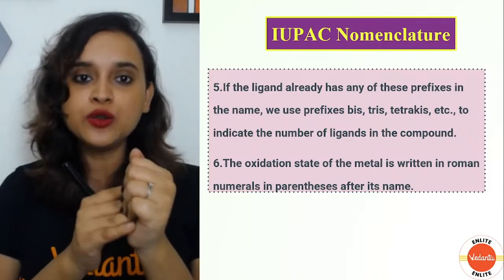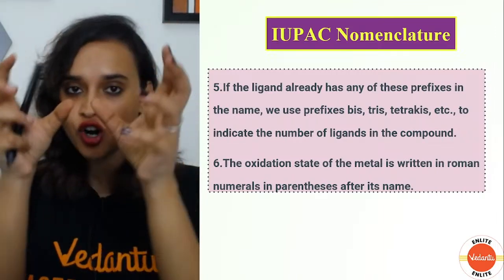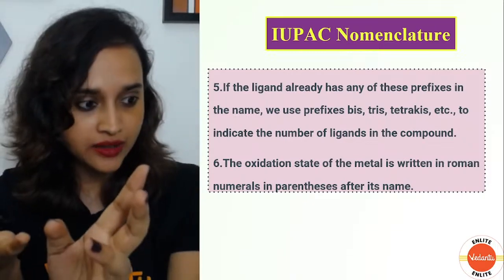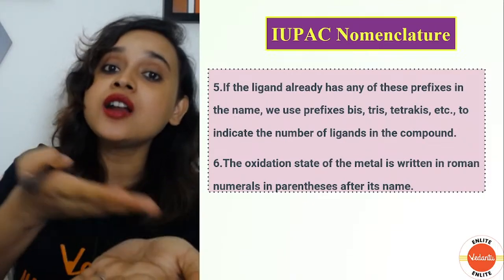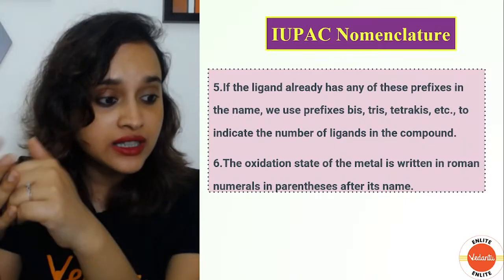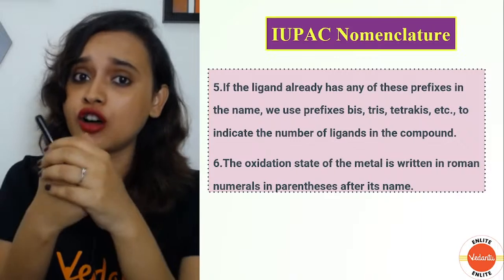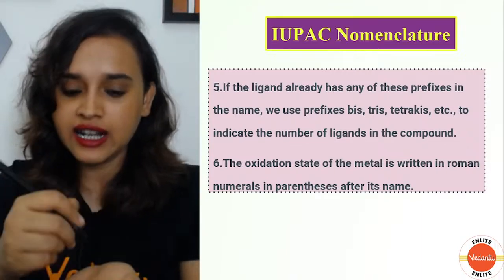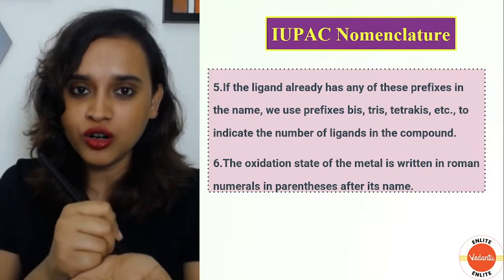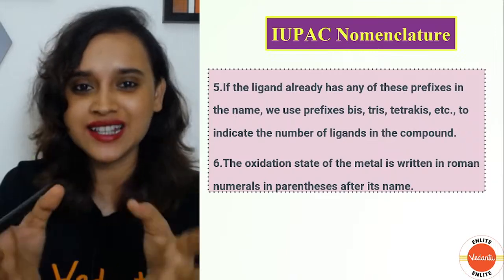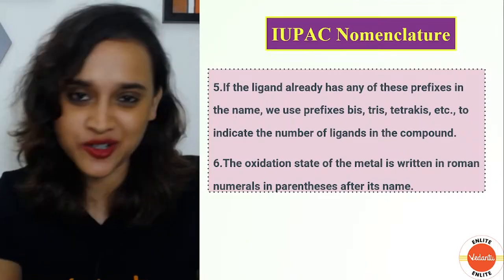Rule 2, when you are writing the coordination sphere, what will you write? You will write the ligand first, then the metal. If there is more than one ligand, write them in alphabetical order, just like how your teacher takes attendance in school: Aarti, Binod, Chetna. So just like that, you write it like this.